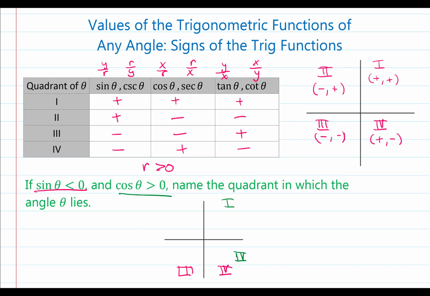So to draw this out, what we would know is that our initial side is on the positive x-axis and terminal side would be in quadrant number 4.